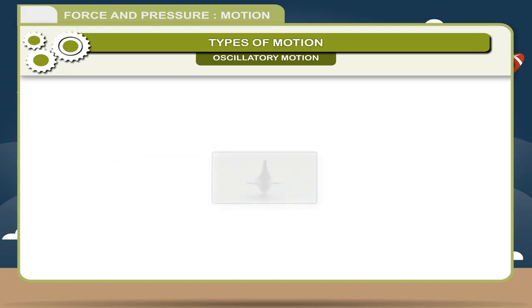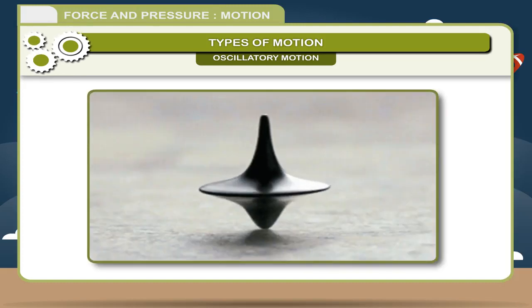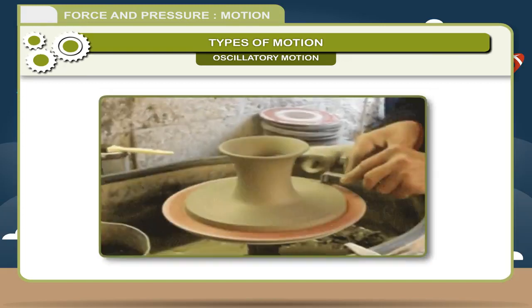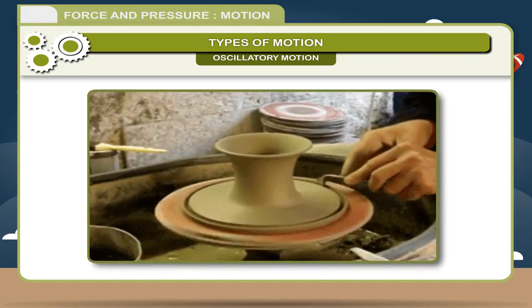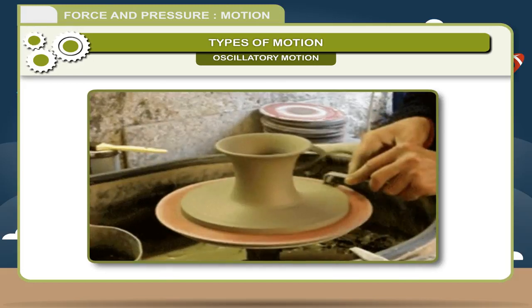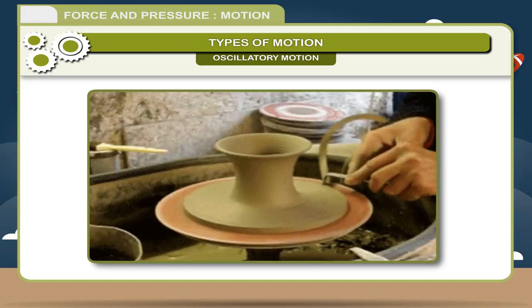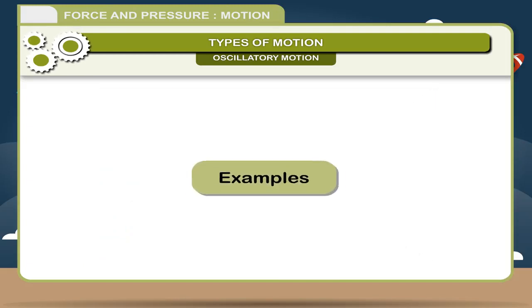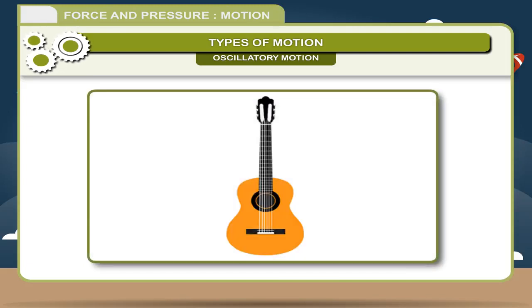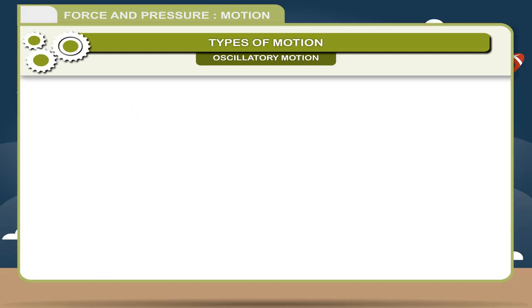Repetitive motion. When an object undergoes to and fro motion in such a way that some parts of it execute to and fro motion while the other parts do not, then its motion is called repetitive motion. Example: motion when the strings of a guitar are plucked.